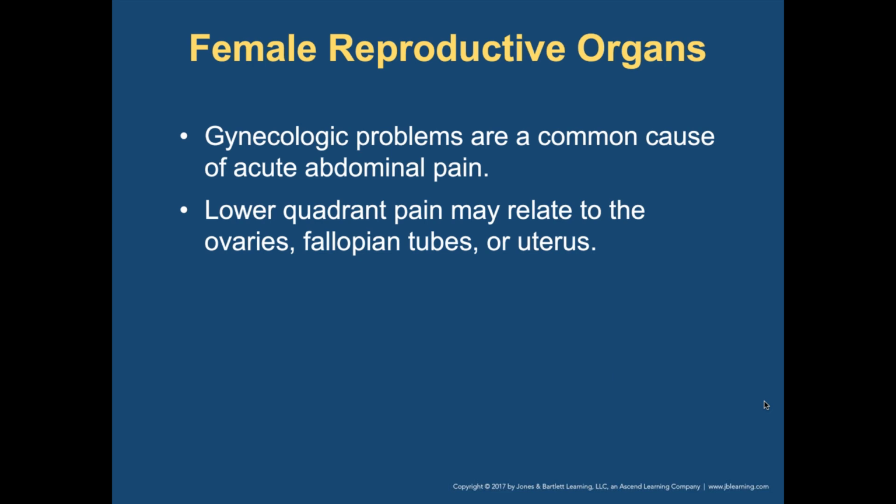Your female reproductive organs. I know we're all grown people, and I'm sure we've all learned this at some point in time. So we're not going to hit this real hard. We're just going to go over it. We know the majority of these are all in the lower quadrants. Your lower quadrant pain may relate to your ovaries, fallopian tubes, or your uterus. We'll cover that more in depth when we go over the gynecologic.